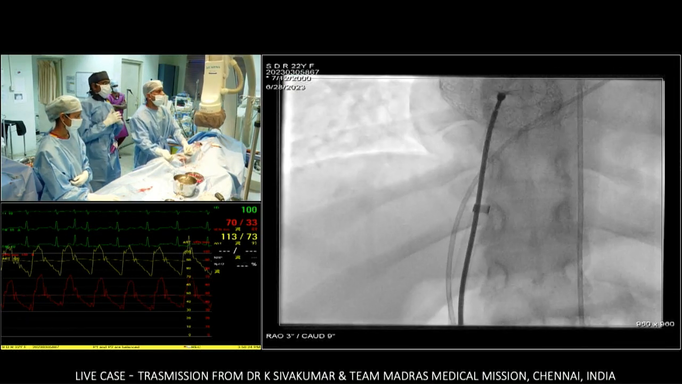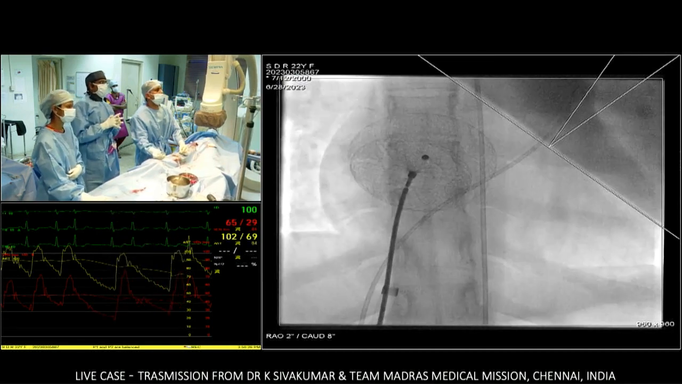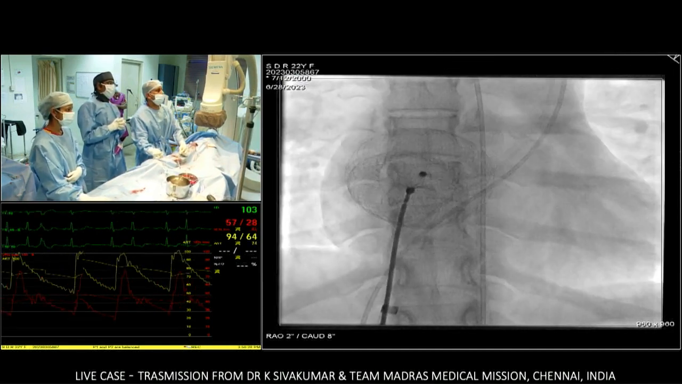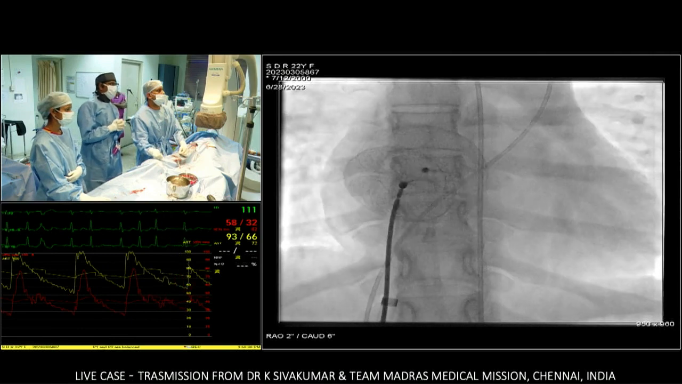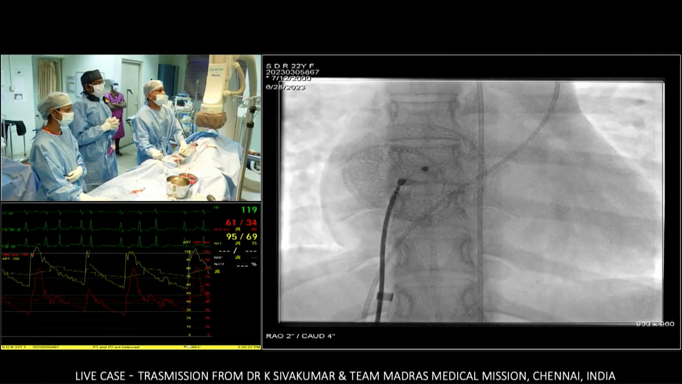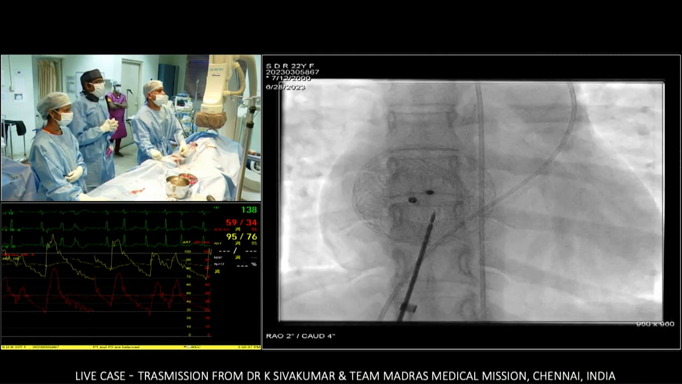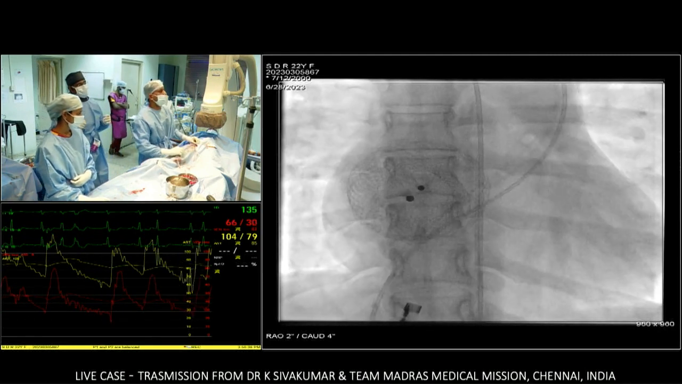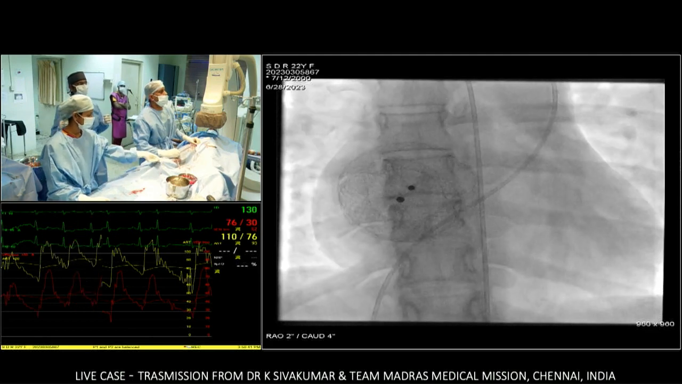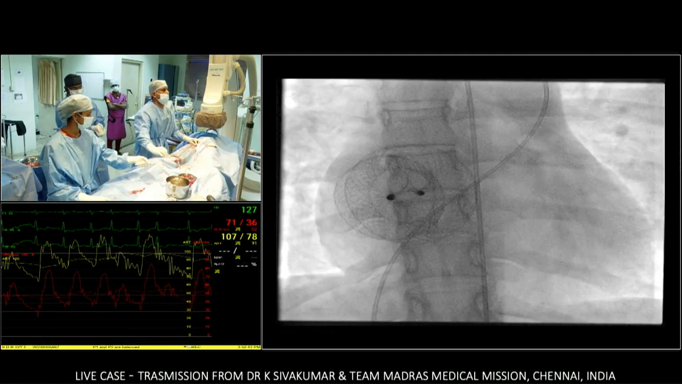Vishnu? Yeah. So, Eric, your question of whether we could have used a little smaller device, yeah, maybe 32. However, I was not tempted to try a significantly undersized device. Now we can take out the PA catheter also.